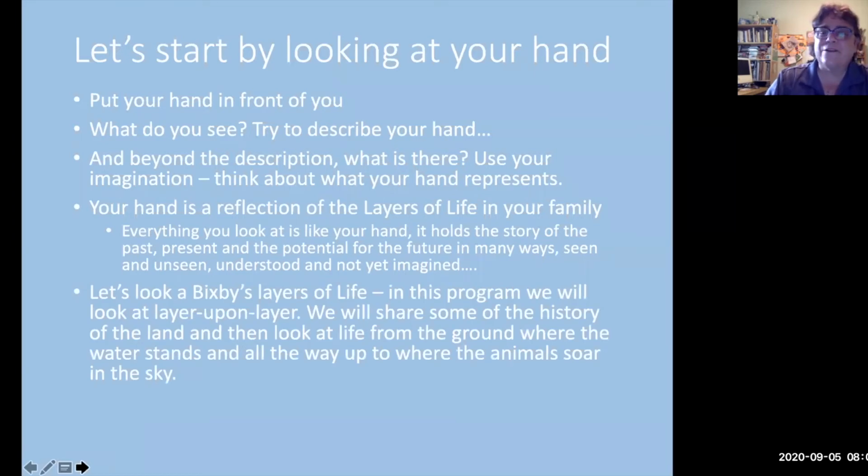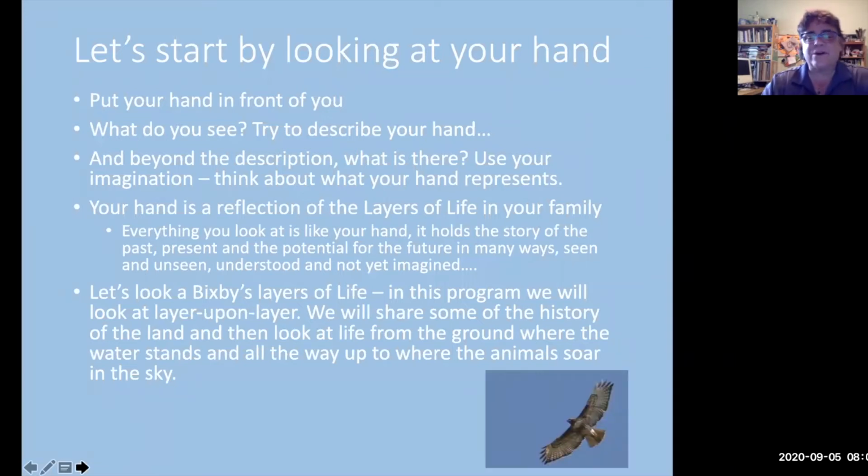So we're going to take a look at Bixby's Layers of Life. In this program, we're going to be looking at layer upon layer. We'll share the history of the land. We'll look at it from the ground up to the sky: the ground where that water stands, it's a marshland, up to the sky where the animals soar. And I love seeing the red-tailed hawks up there.